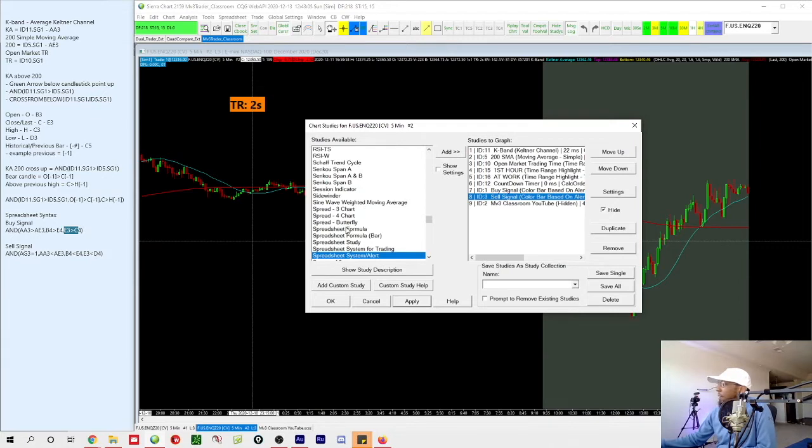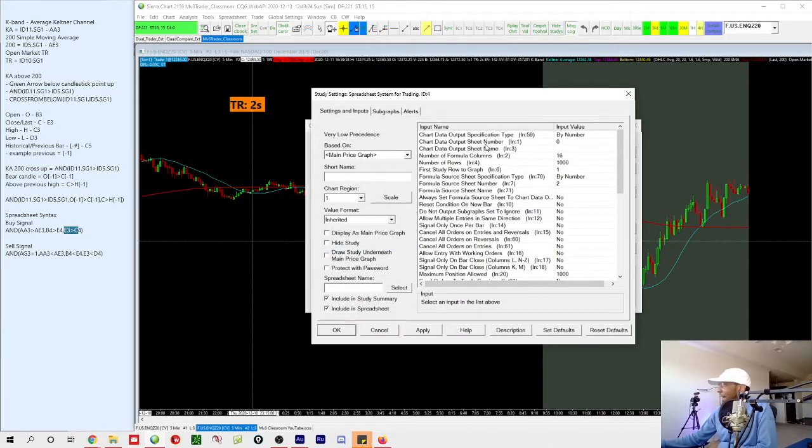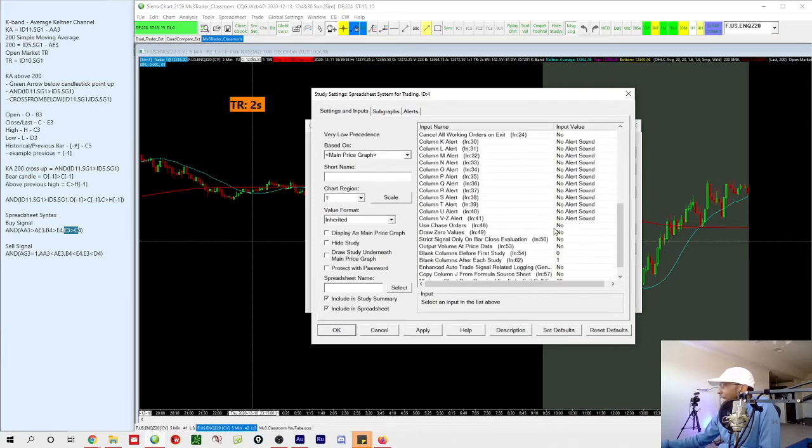Now, the study that we're going to look for is this spreadsheet system for trading. I'm going to add that to the end, and we're going to go into it. I can click the settings, or I can double click. I'll just click settings. Now we want to look at this information for this study. Before we get into the actual spreadsheet, we need to make some adjustments so that we can build a trading system off of this.